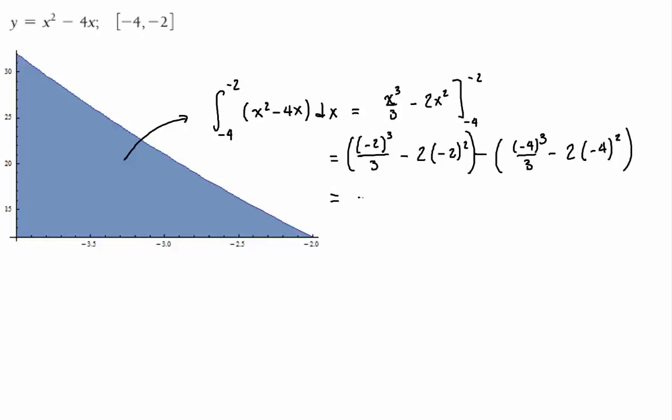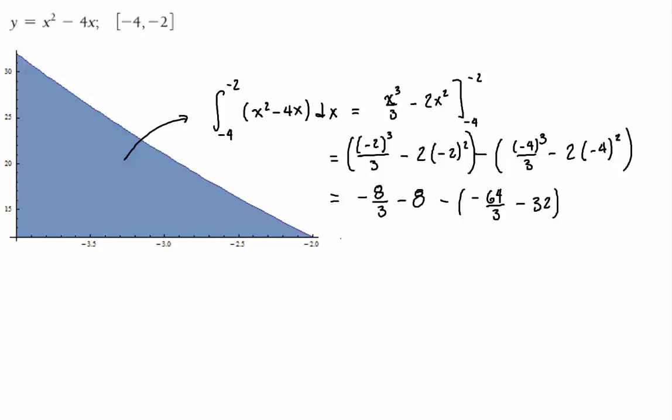Alright, so now we evaluate it. We get negative 8 over 3. This one is minus 2 times negative 2 squared, which becomes positive 4, times 2, so minus 8. And then minus, and I evaluate it here, putting parentheses first, and then you get negative 64 thirds, and then minus again, negative 4 squared is 16, times 2 is 32.